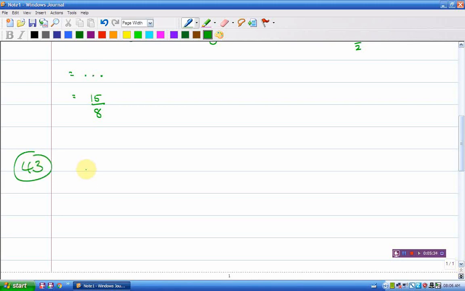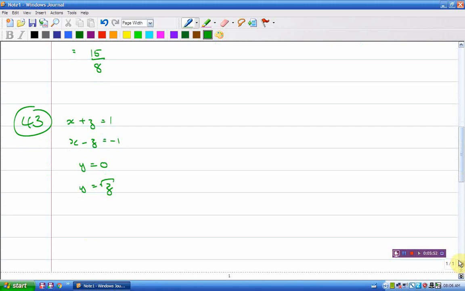43. Find the mass of the solid bounded by the planes x plus z equals 1, x minus z equals minus 1, and y equals root z if the density is given by 2y plus 5. And we're wanting mass. So let's have a look.